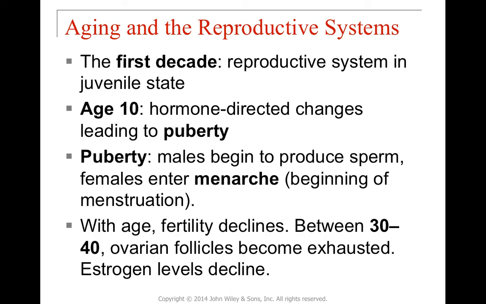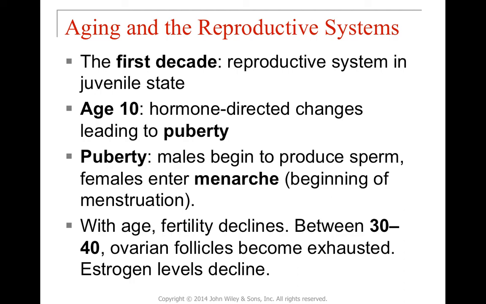So the juvenile stage of reproduction occurs all the way up until we hit puberty. And puberty actually starts a little bit earlier than you might think. Puberty actually starts around age 10, although most of your characteristic traits of puberty don't really occur until 12 to 15. In puberty, we're going to have a lot of hormonal changes that are going to change our outward appearance, or our phenotype. So males are going to also start producing sperm. Females are going to enter into something called menarche, which is the beginning of menstruation. So they're going to have their first menstrual cycle.